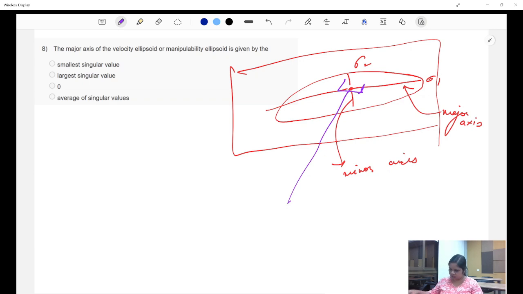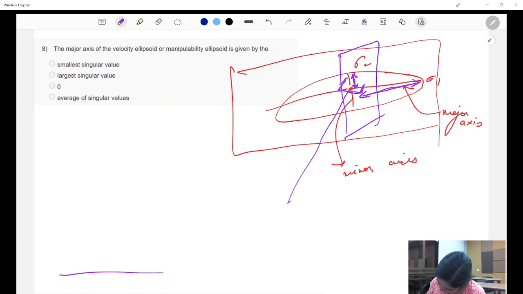Okay, that's true. What you said is true. And apart from that, I would just explain the same thing by saying that your end effector can move only to a very small extent in this direction, and it can move to a greater extent in this direction. For the singular value sigma 1, you will be able to move certainly in that direction. You will be able to maintain a velocity in that direction, but it won't be possible to that extent in this direction.